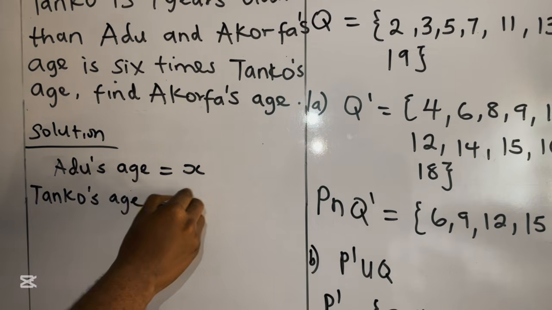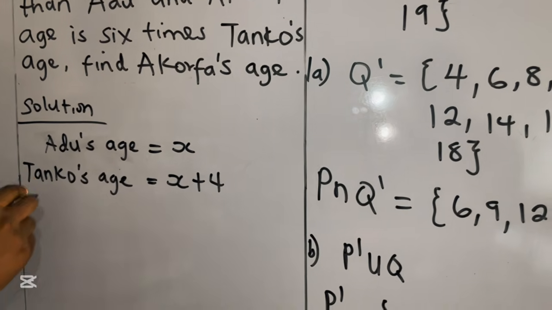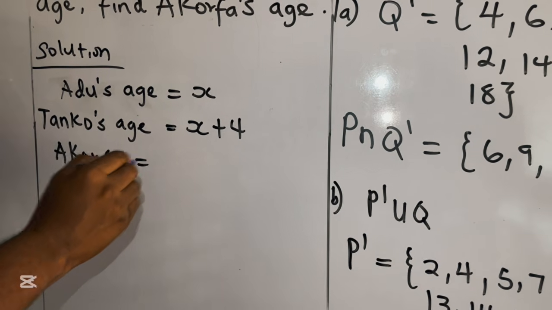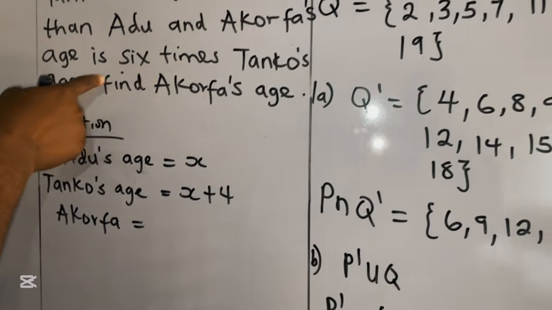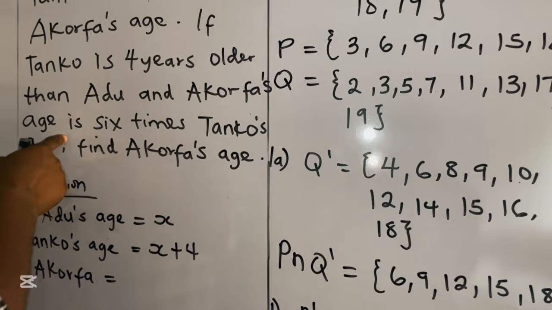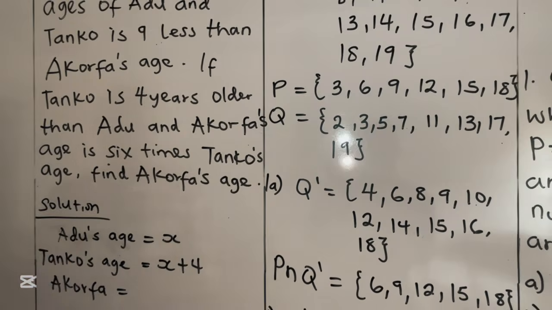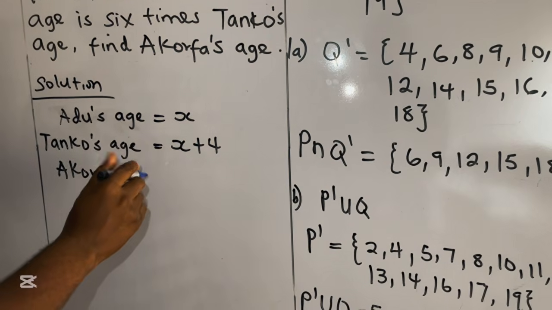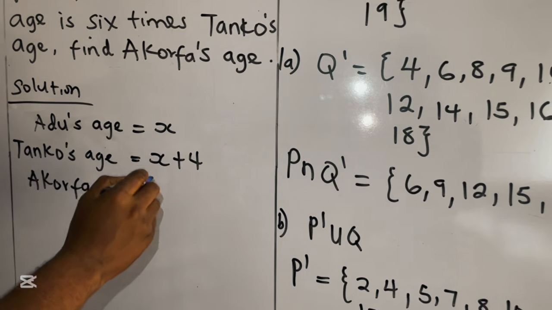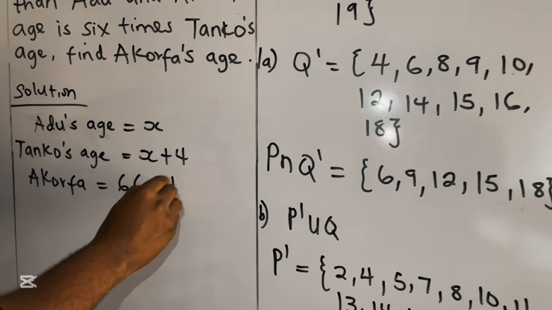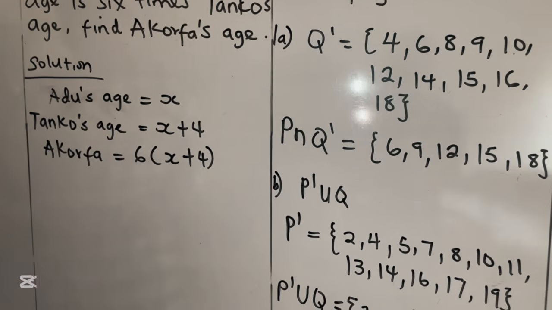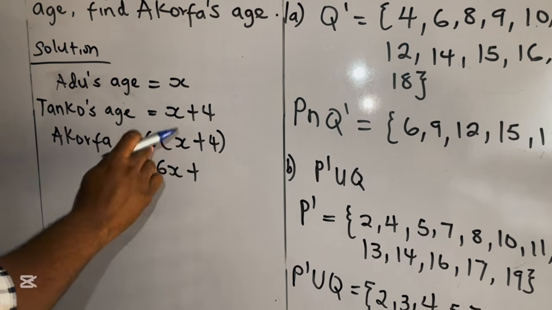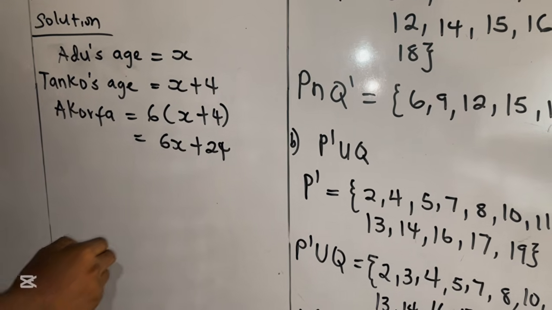So now Tanko's age. The question says Tanko is 4 years older than Adu, that means since Adu's age is X, we have X plus 4. Then for Okafor's age, in the question we have Okafor's age is 6 times Tanko's age. It therefore means that I will multiply Tanko's age by 6. This will give me 6 times X plus 4. So 6 times X is 6X, and 6 times 4 will give me 24.